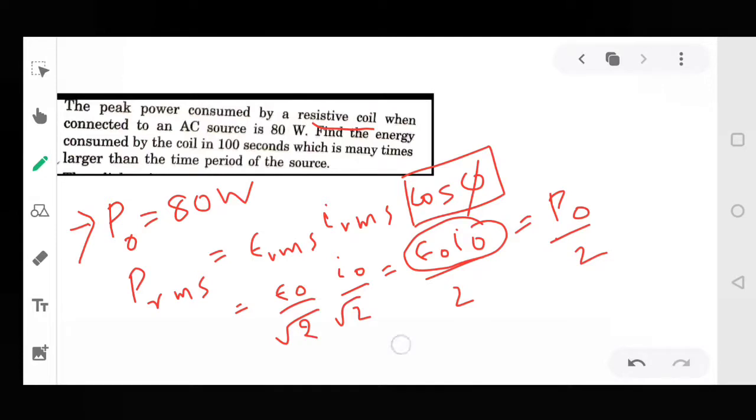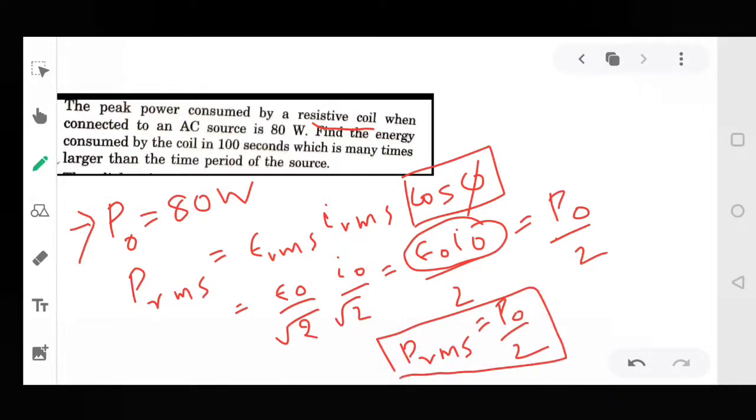So we have PRMS is equal to P naught by 2. So this is another important relation, the relation between RMS power and peak power. Peak power is 80 watt. So that gives PRMS is equal to 80 divided by 2. So that is 40 watt. So 40 watt is the RMS power.